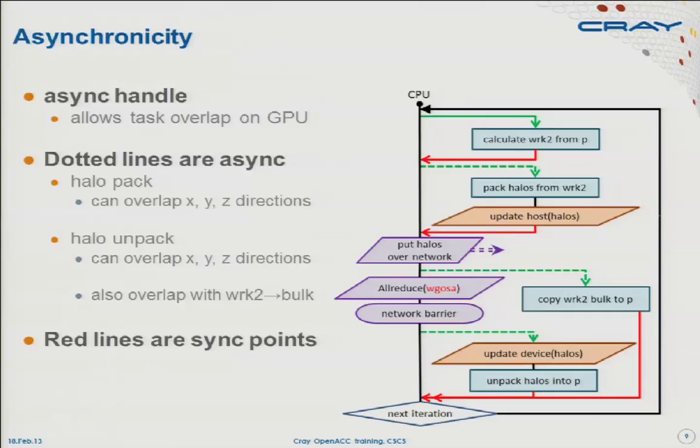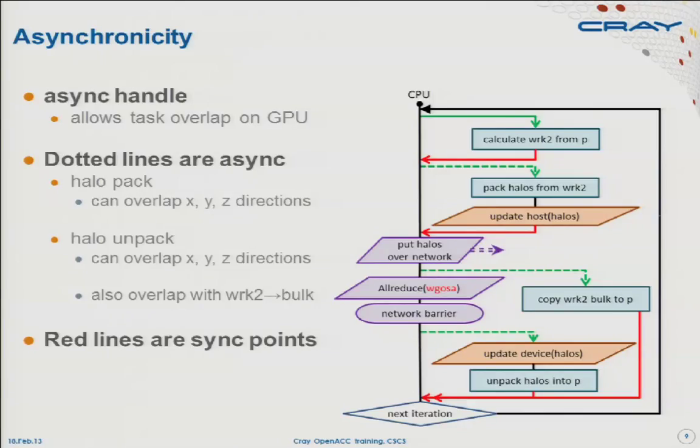Well, what you can do then is, the first thing you've got to do is this stencil, because that's giving you this array, which is going to be the basis of everything else. So you have to do that, and you have to make sure that job is finished. Then you've got to pack halos from here.